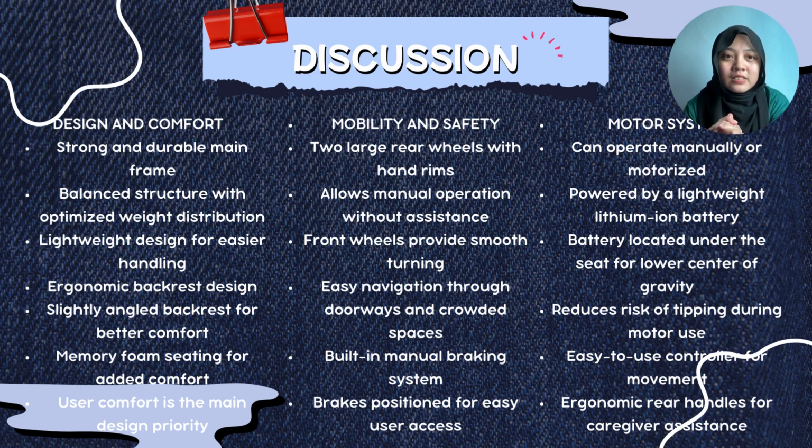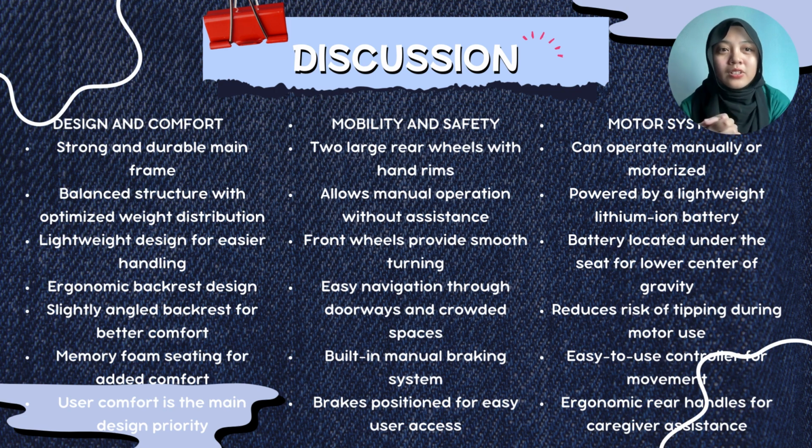So the next is for the seating, we use memory foam, so it will add more comfort and also make it more breathable. And for the design and comfort target, we mainly target the wheelchair to be more comfortable to use, because for some people, the wheelchair is mainly used for their daily life. So the second one is mobility and safety.